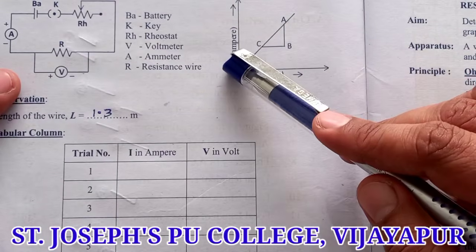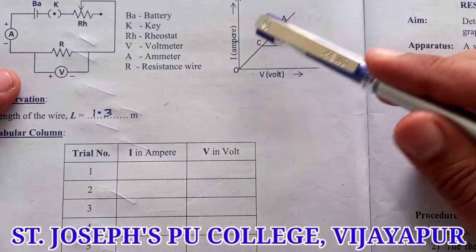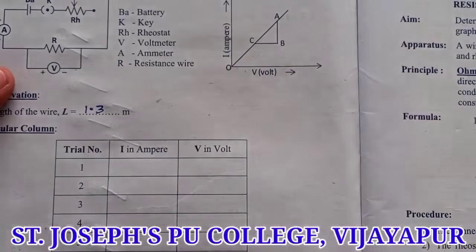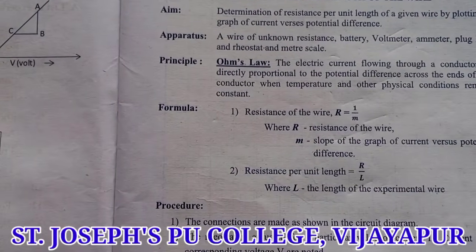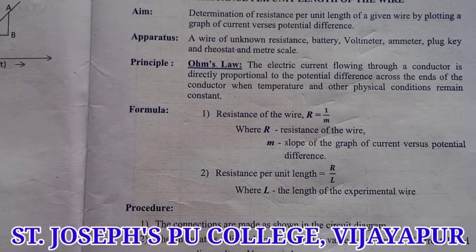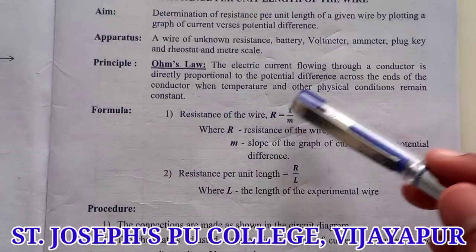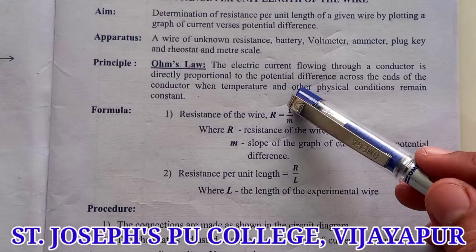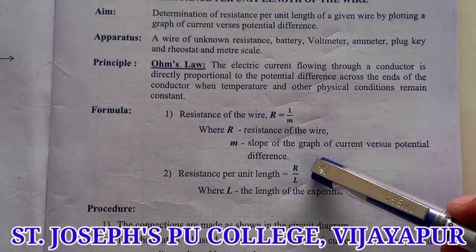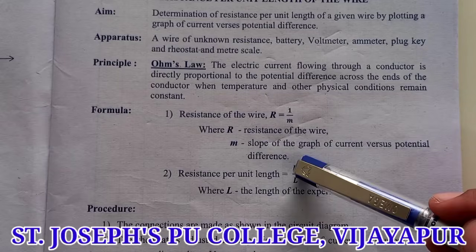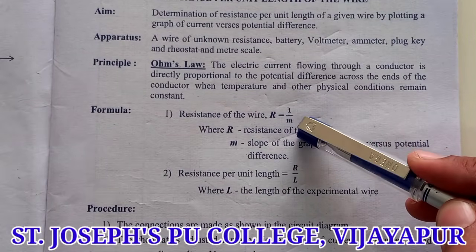AB is parallel to the current and BC is parallel to the volt, V. So the slope is I divided by V. But according to Ohm's law, V is equal to I into R. Therefore, R is equal to V divided by I, not I by V. So the resistance of the wire is equal to 1 divided by the slope, 1 divided by M. Here M indicates the slope of the graph of current versus potential difference, and R is the resistance of the wire. So R is equal to 1 divided by M.